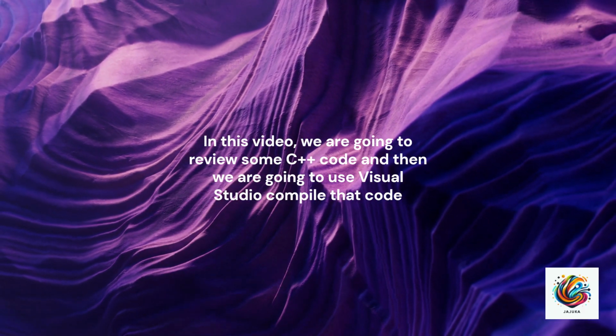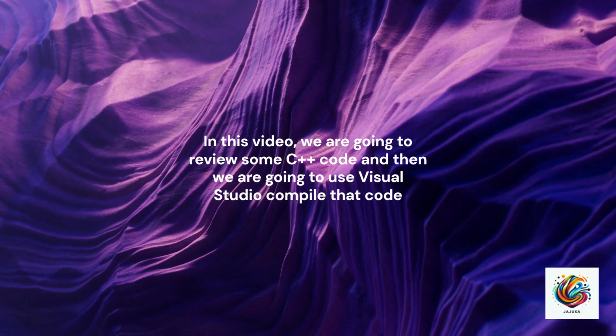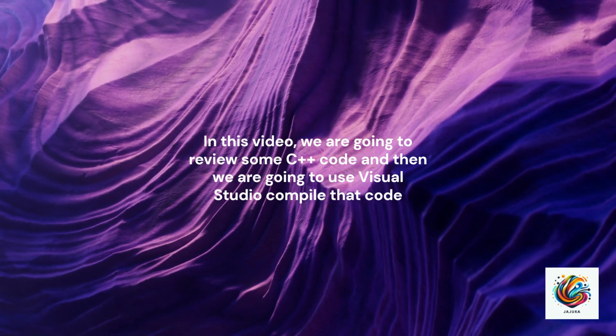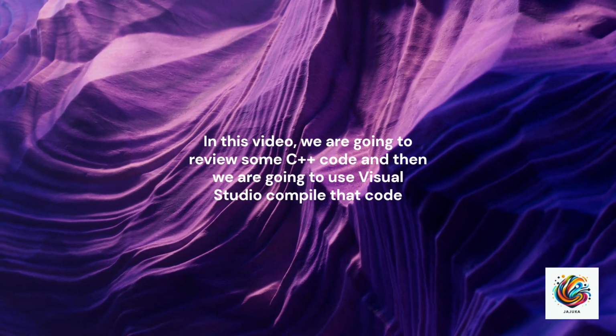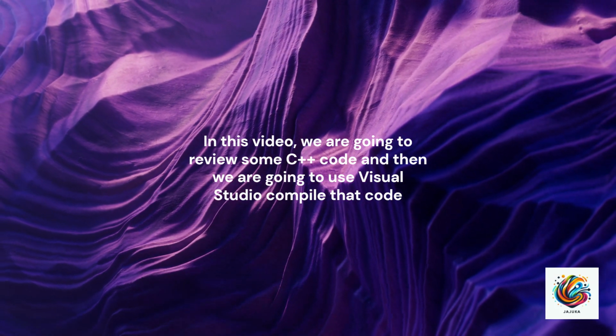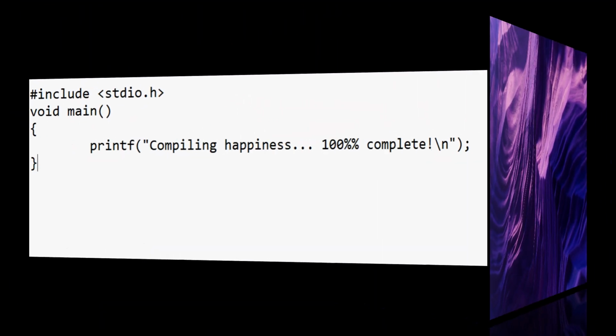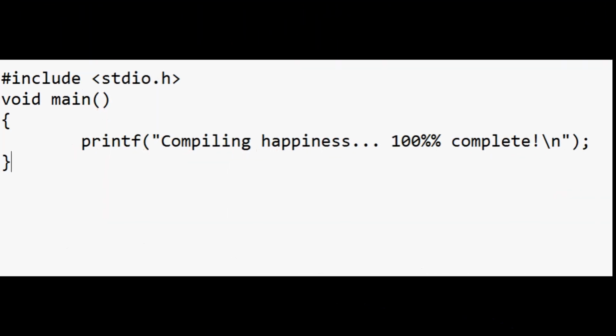In this video, we are going to review some C++ source code, and then we're going to use Visual Studio to compile that code. So here's our code, and the pound include is the preprocessor directive. It tells the compiler to include another program or file along with your source code.